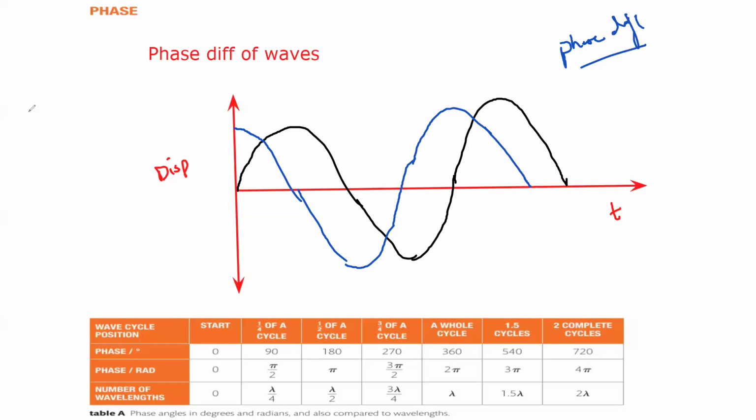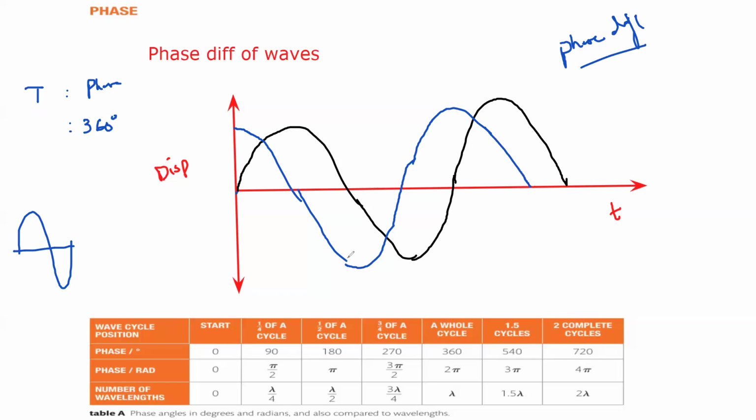So first, what we know, we'll use a simple concept: when they complete one time period, when they complete one wave, the time period will be equal to 360 degrees. Like when there's one complete wave, that time is known as a time period. So one complete time period is 360 degrees.